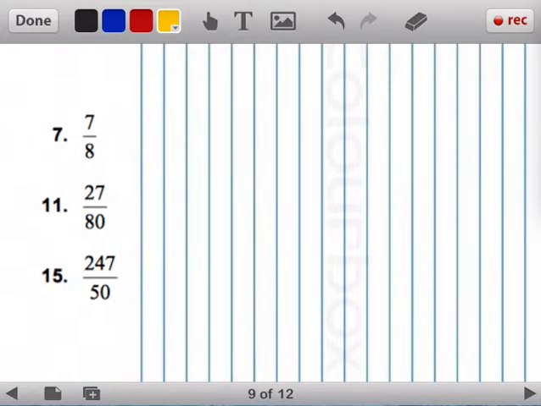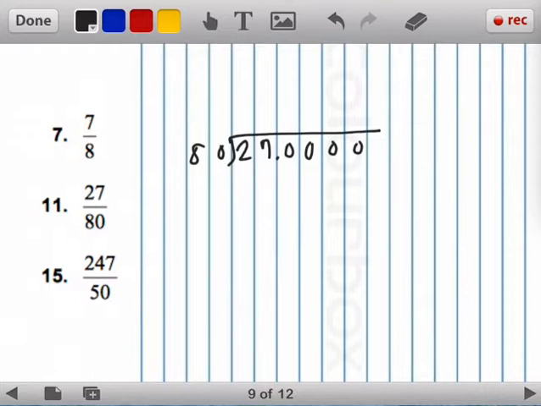Next one, a little trickier, 27/80. And don't forget, if I go fast, you have the luxury to do something at home that you don't have in school, and that's to stop or to slow your teacher down or to rewind your teacher. So 27, my numerator, goes on the inside, and on the outside goes my denominator. I'm going to put 4 zeros just because I don't think I'll need them. So 80, and then the decimal point goes up to the line.